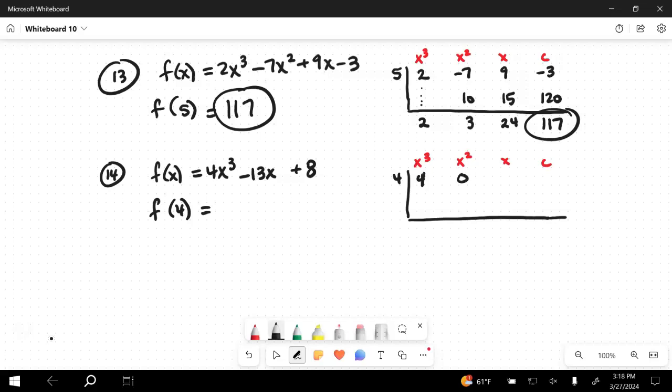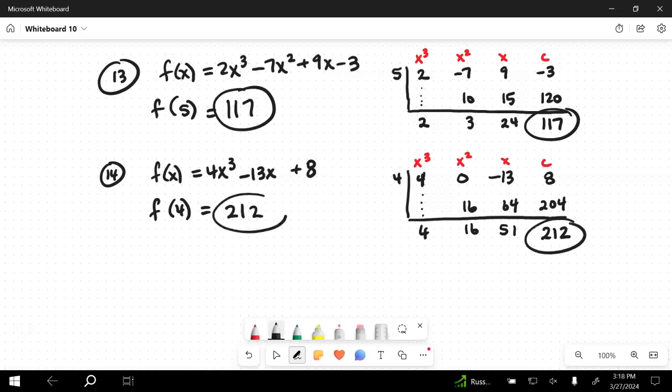Our second degree coefficient is non-existent, so we're going to put a 0 in. We don't have one. Our x term has a coefficient of negative 13, and our constant term is 8. We're going to bring the first number down and then multiply and add all the way across. 212 is the remainder that we get, and that is the value of the function that we're looking for.